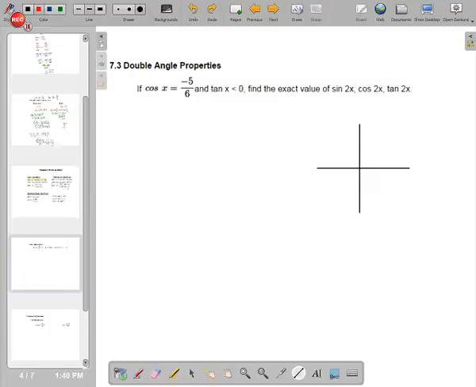So let's just draw a triangle. This is like my helper triangle. It's not on the unit circle. So if I call this x, the cosine of x is negative 5/6, adjacent over hypotenuse. And I can do the Pythagorean theorem to figure out the missing side. So 36 minus 25 is 11, so this is radical 11.